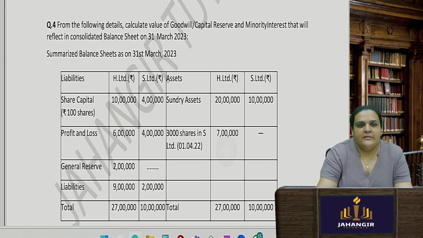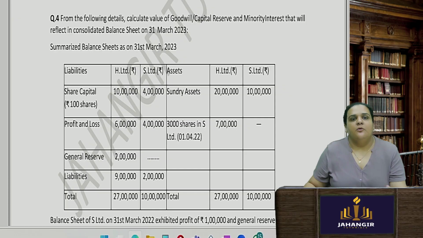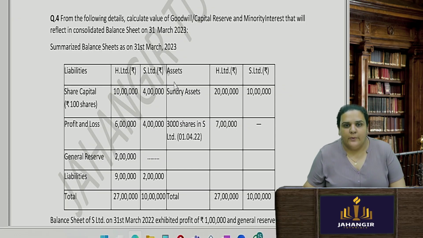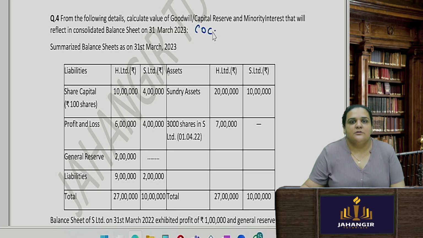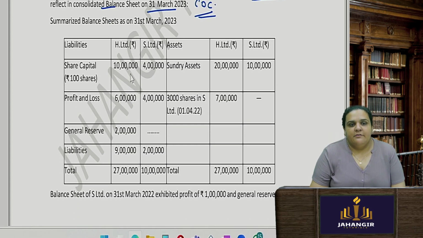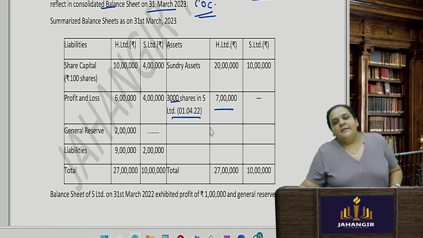Now there is one more question. From the following details, calculate the value of goodwill or capital reserve, whatever will come. Means they are trying to tell you to find cost of control and minority interest that will be reflected in the balance sheet as on 31st of March 2023. Summarized balance sheet they have given: share capital of rupees 100 each, 10 lakhs, 4 lakhs. P&L, general reserve, liabilities total. Sundry assets, and they are saying 3,000 shares in S Limited as on 1st of April 2022, rupees 7 lakhs.